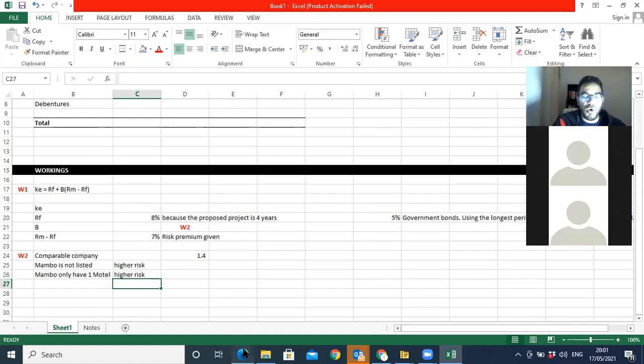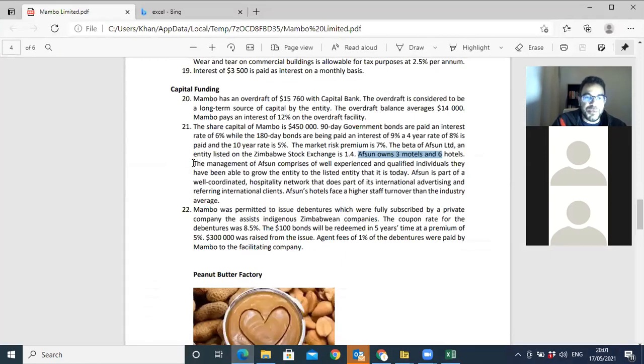Then, if we go some more into the scenario, the management of FSUN comprises well experienced and qualified individuals.